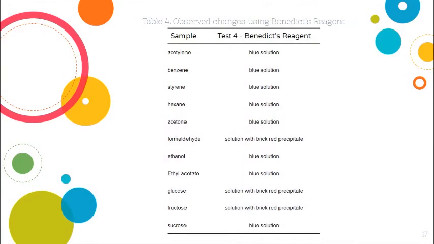The observed changes for test 4 were either a blue solution or a solution with brick red precipitate. Same with test 3, the blue solution is indicative of no reaction, while the red precipitate is due to the presence of copper(I) oxide. This positive result can be observed with formaldehyde, glucose, and fructose.